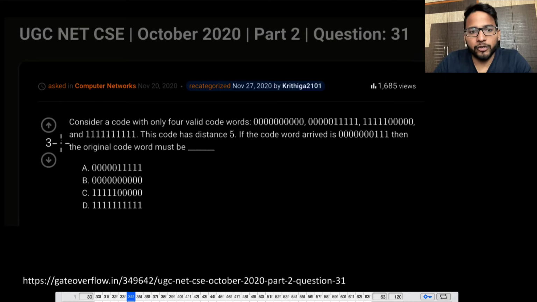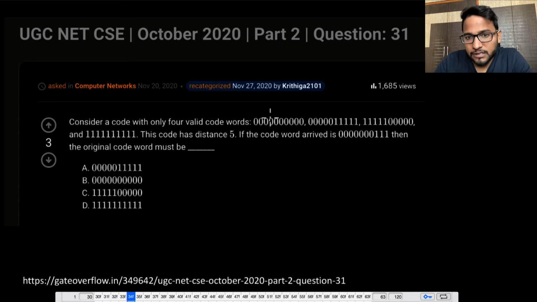So let us now continue with this question. What they are asking is: consider a code which has only 4 valid code words. The valid code words are given to us, and they are saying that this code has a distance of 5, and you can easily compute whether the distance 5 is there or not.